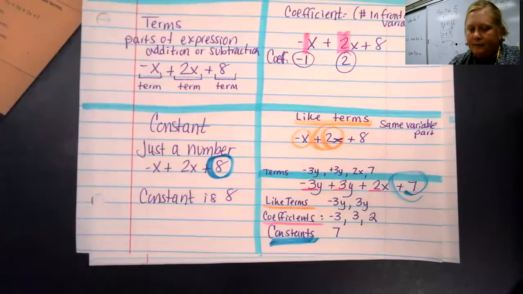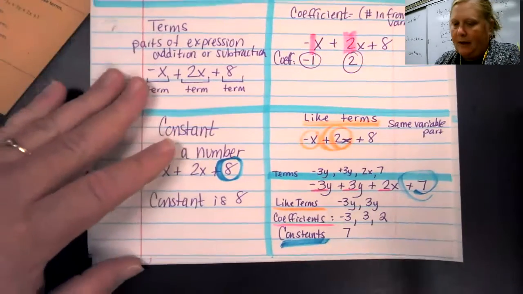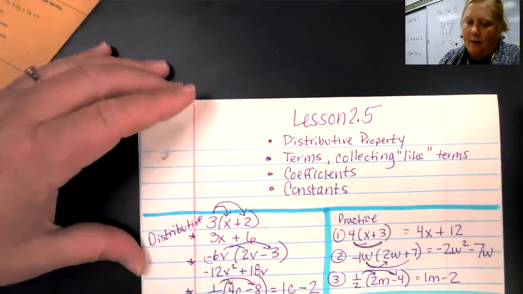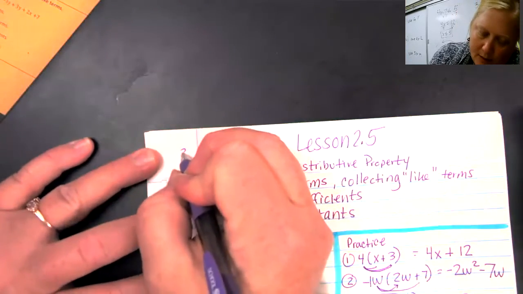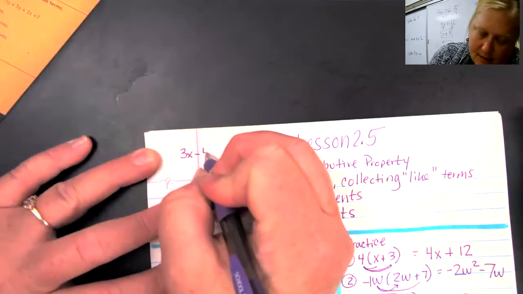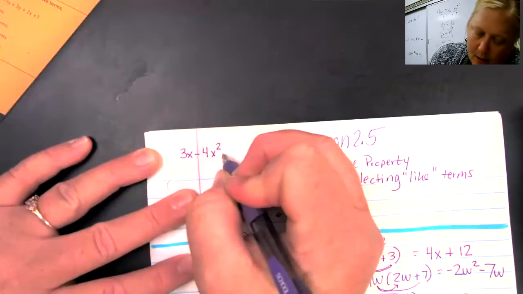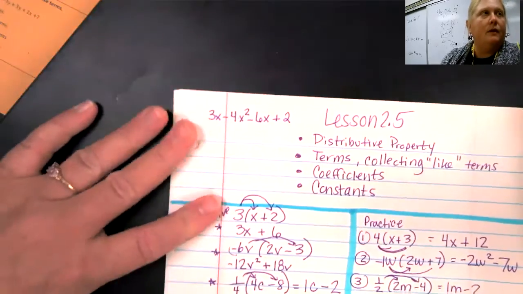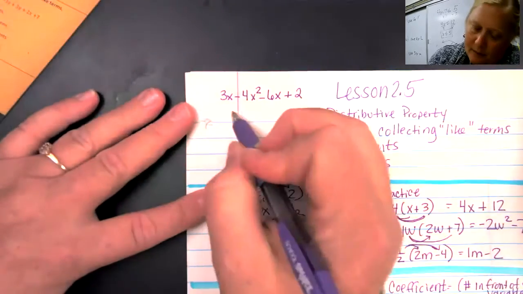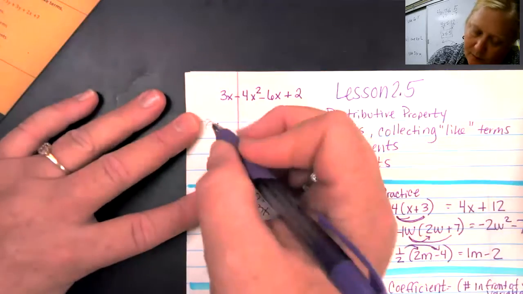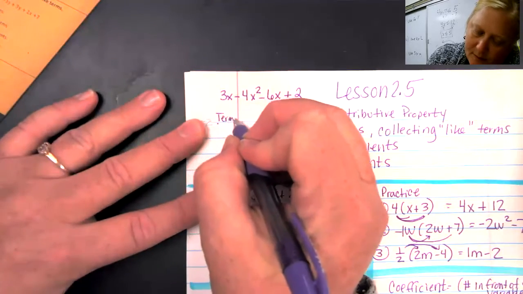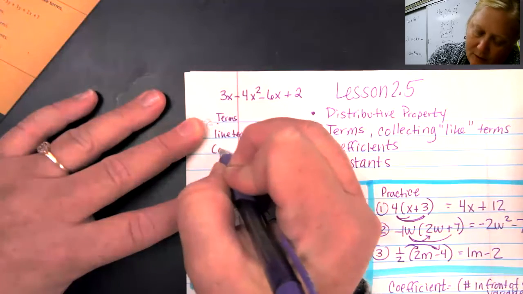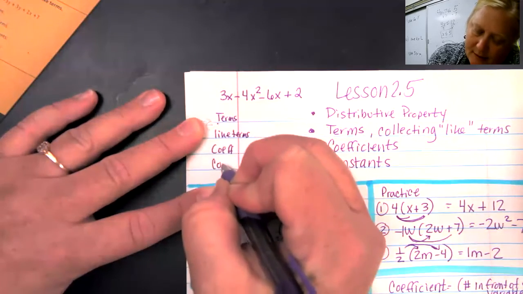All right. I'm going to give you one more, okay? And I'm going to have you come up to the top real quick and do it one more time. Are you ready? So I'm going to give you one more: 3x minus 4x squared minus 6x plus 2. All right. So friends, can you give me the terms, the like terms, the coefficients, and the constants?